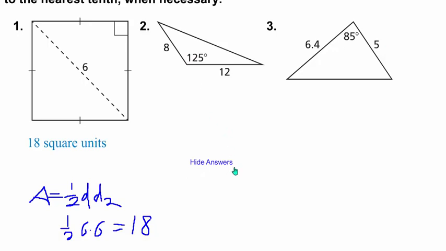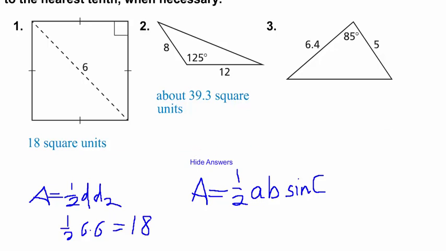The second two come from trigonometry, and the equation that we use for the area of a triangle, there's about 20 different equations for areas of a triangle, and this one is 1/2 times two of the sides, we'll call them A and B, times the sine of angle C, the angle that's in between the two of them. So in both of these cases, we would set that up: 1/2 times 8 times 12 times sine of 125, which is 39.3. And this one is going to be 1/2 times 6.4 times 5 times the sine of 85 for 15.9 square units.